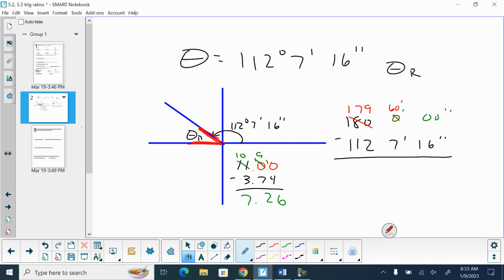But we're not finished yet, because we're going to borrow from the minutes to give us the seconds. So we borrow a minute here, making it 59 minutes, but then how many seconds, Isaac? 60 seconds. So now we can subtract down. We have 60 minus the 16, which gives us 44 seconds. We have 59 minus 7, which is 52 minutes. And then we can subtract here to give us 67 degrees, 52 minutes and 44 seconds.